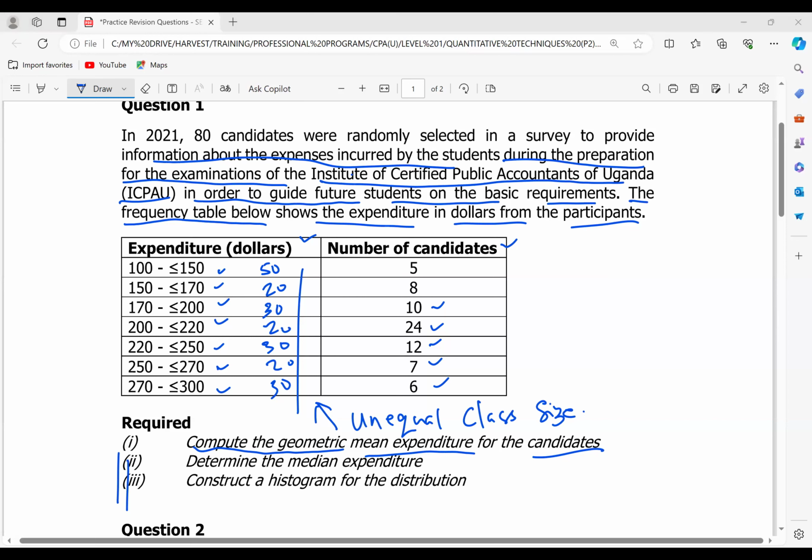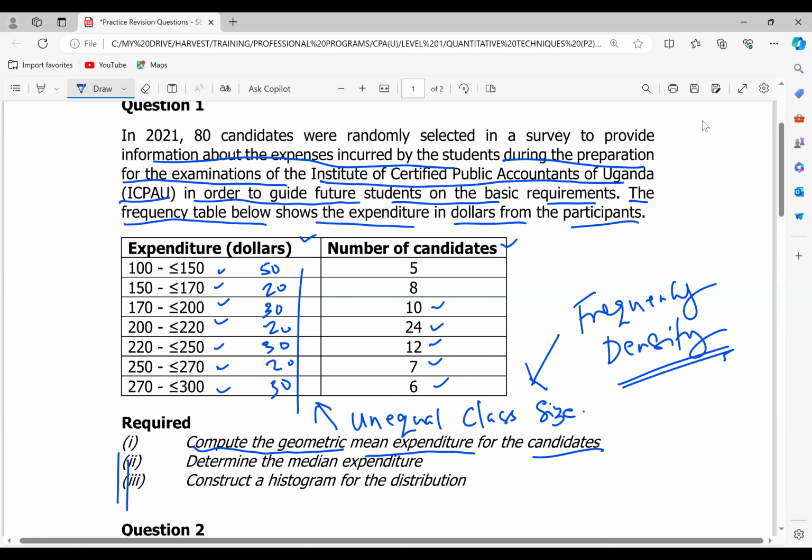So the first thing you're going to do in the exam is to check out the class size. Is it equal? Because usually it's the same. So if it is not equal, then you have to think about what we call the frequency density. You know that is the direction that you're going to take. Frequency density, and that's going to be applied in number 3, histogram, which we use to determine the mode.